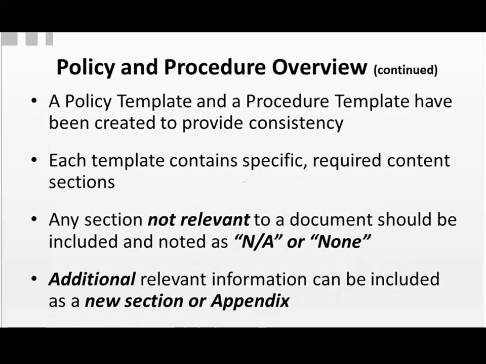The template should provide the consistency and should have very specific required content. If there is a section that is not relevant to a particular document, it should be noted as NA, not applicable, or none. Nothing should be left out. You can also add relevant information included as a new section or an appendix, as long as you're not changing the intent and the content of the template as a control document, and you don't have authority to do that unless you are the editor.